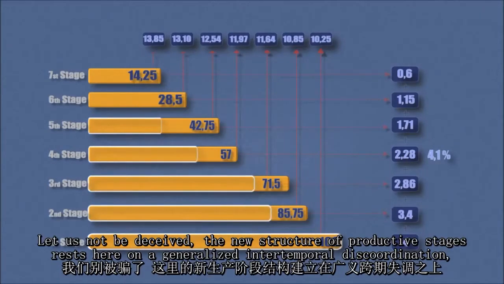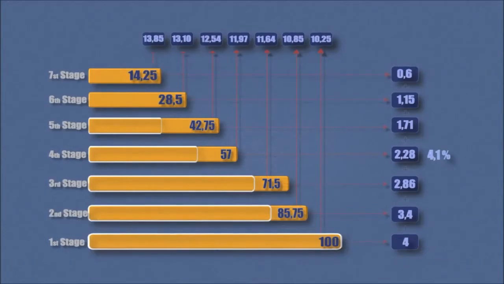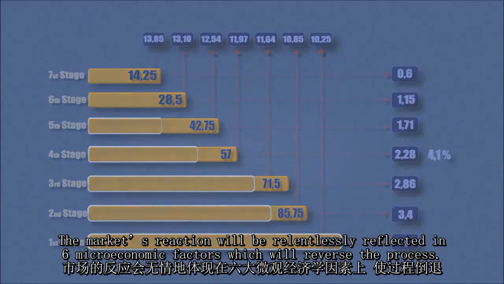Let us not be deceived. The new structure of productive stages rests here on a generalized intertemporal discoordination, which is the result of the mass entrepreneurial error provoked by the introduction of a large volume of new loans without the backing of real prior saving. The market's reaction will be relentlessly reflected in 6 microeconomic factors which will reverse the process.